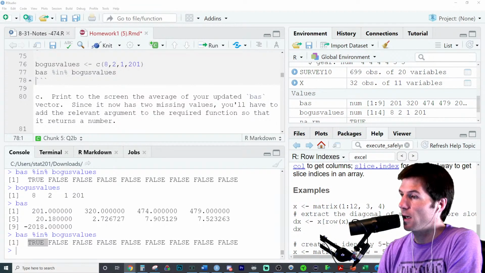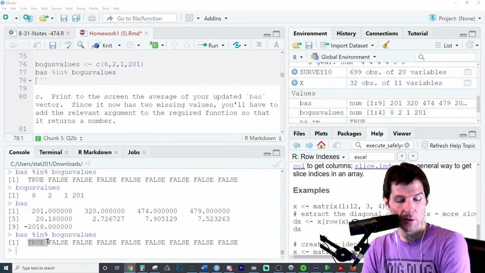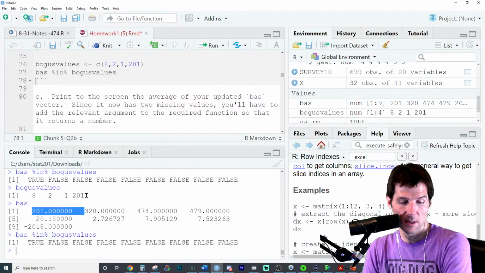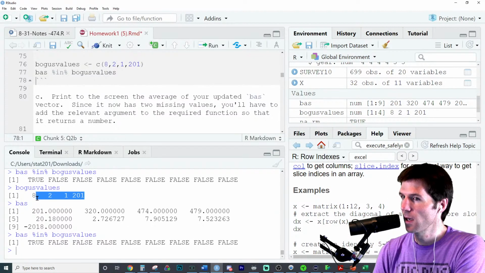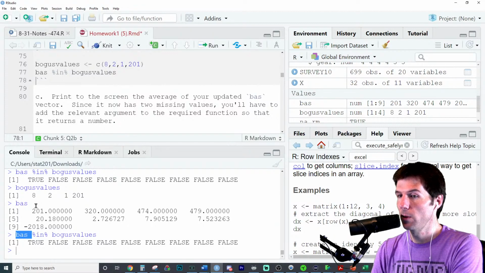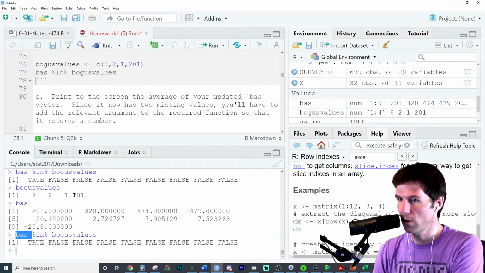Because it only returns true if this value is contained over here. So it looks at this and says, is this contained over here? Does that make sense? It says, is this value in the BAS vector contained in the bogus values vector?